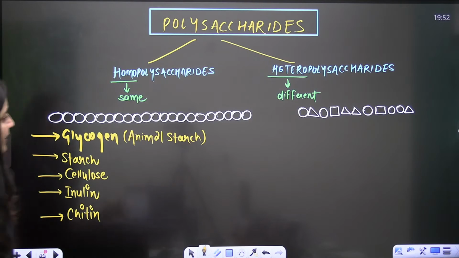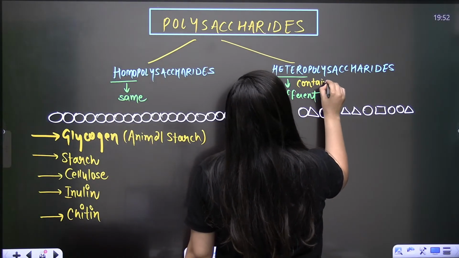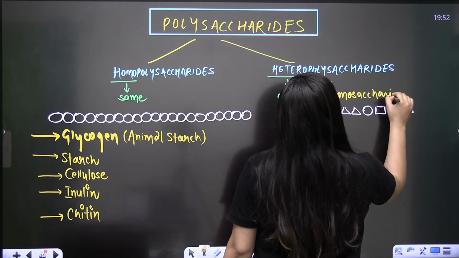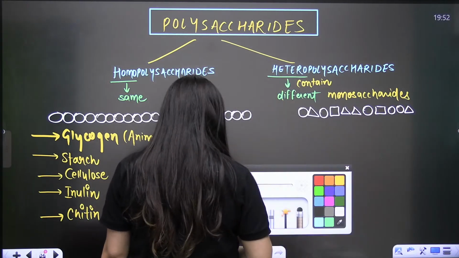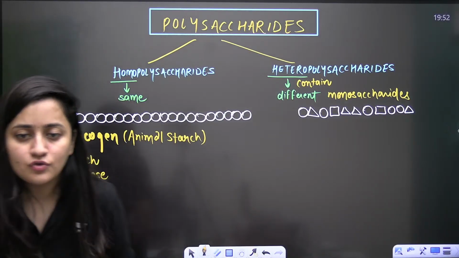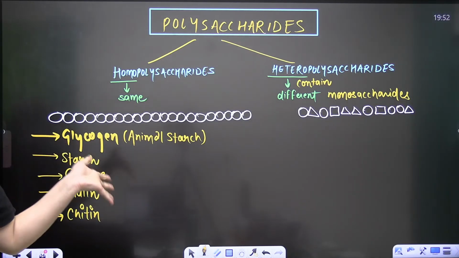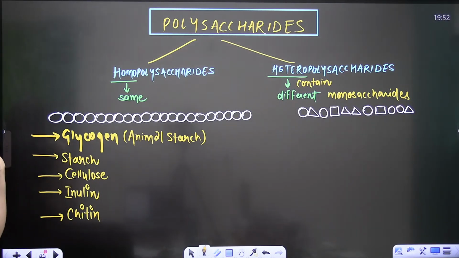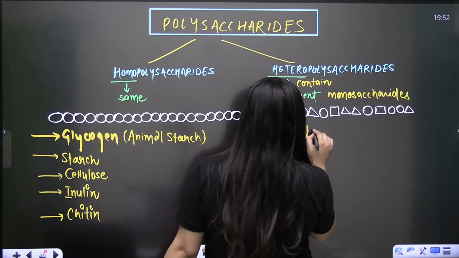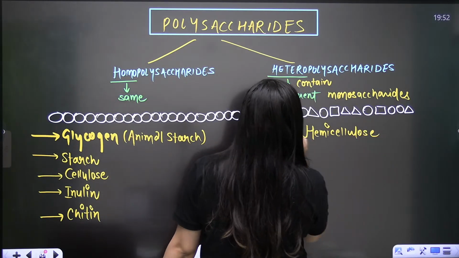Now when it is heteropolysaccharide, it contains different monosaccharides, isn't it? Some students were asking about the examples of glycoproteins and all. So they are part of these heteropolysaccharides, right? So your hemicellulose is again a heteropolysaccharide made up of different sugars.